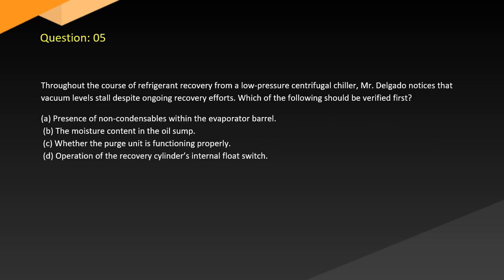Question 5. Throughout the course of refrigerant recovery from a low-pressure centrifugal chiller, Mr. Delgado notices that vacuum levels stall despite ongoing recovery efforts. Which of the following should be verified first? A. Presence of non-condensables within the evaporator barrel. B. The moisture content in the oil sump. C. Whether the purge unit is functioning properly. D. Operation of the recovery cylinder's internal flow switch.